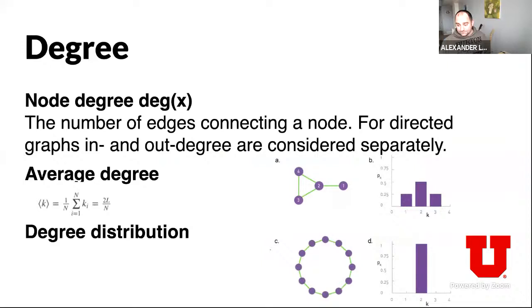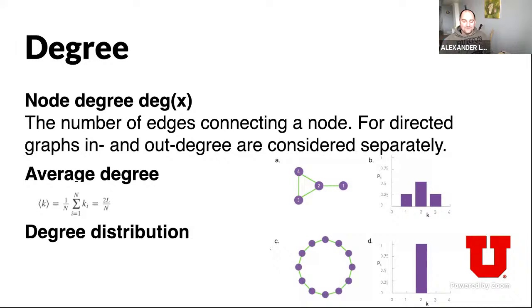So some important metrics about networks are the node degree. The node degree is the number of edges connecting a node. In the example here, this node has a degree of 3 because we have 1, 2, 3 edges. This node here has a degree of 1 because we have only a single edge. This node here has a degree of 2. If you have a directed network, you consider separate in and out degrees. And calculating the average degree of a network is a useful metric to understand how connected it is.